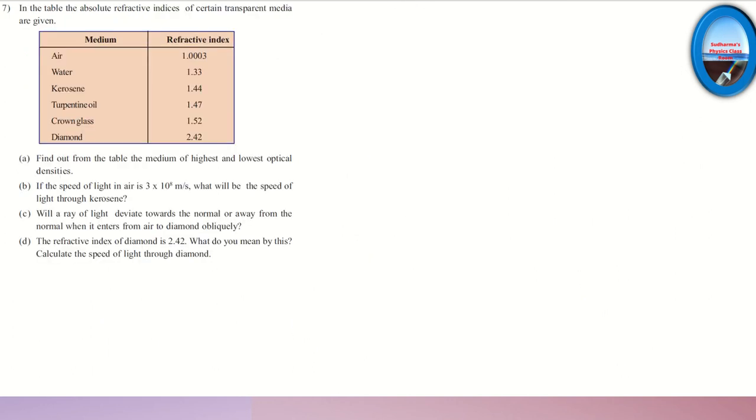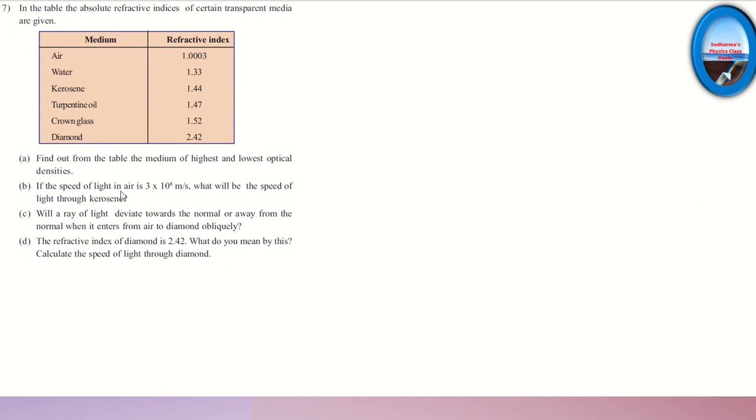Question number 7. In the table, the absolute refractive indices of certain transparent media are given. So from there, we have to answer certain questions. Find out from the table the medium of highest and lowest optical densities. If the speed of light in air is 3 into 10 power 8 meter per second, what will be the speed of light through kerosene?